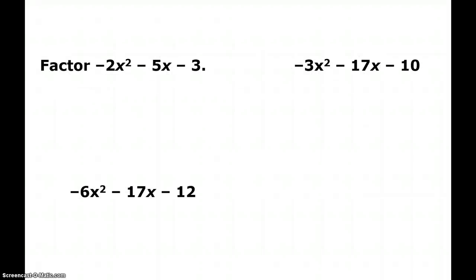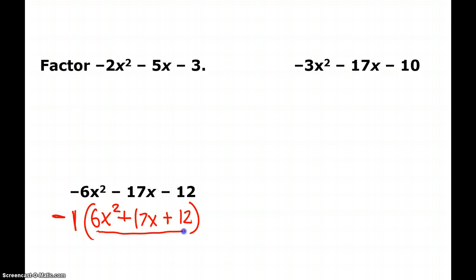So I'll show you what I mean by that. All of these start with a negative, and that's going to thoroughly confuse us if we don't get rid of it. So let's just take it out before we even start. So for example, we'll do this one down here. I'm going to take a negative 1 out. That's going to leave me with a 6x squared, a positive 17x, and a positive 12.